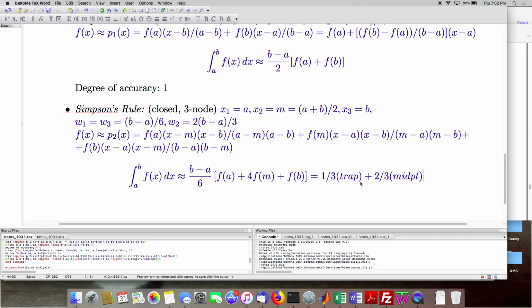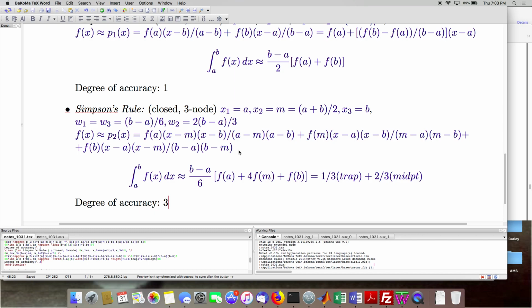Okay. Now, the degree of accuracy is 3. So a 3-node rule has at least degree of accuracy 2, but because there's an odd number of nodes, we get a boost. So I could plug in any cubic polynomial for f(x), and this rule will integrate it exactly. Even though it's using a quadratic approximation, it's still exact because of the symmetry. It comes from the equal spacing, and you get a nice cancellation of errors.